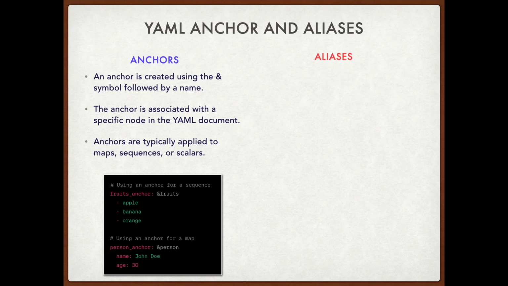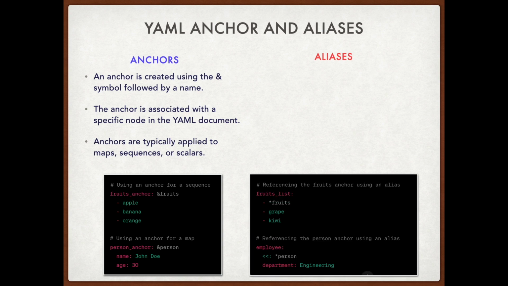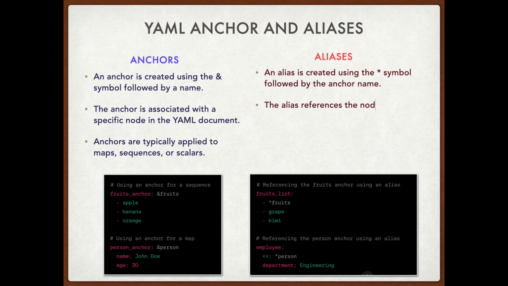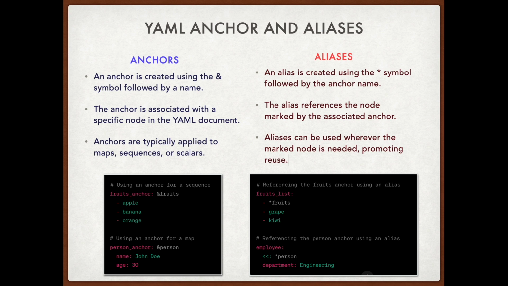Aliases. An alias is created using the asterisk symbol followed by the anchor name. The alias references the node marked by the associated anchor. Aliases can be used wherever the marked node is needed, promoting reuse.